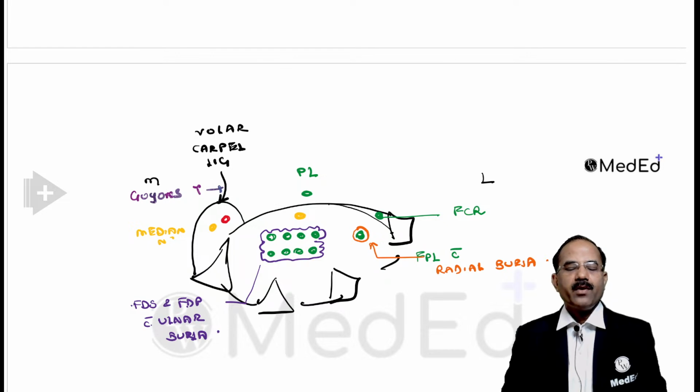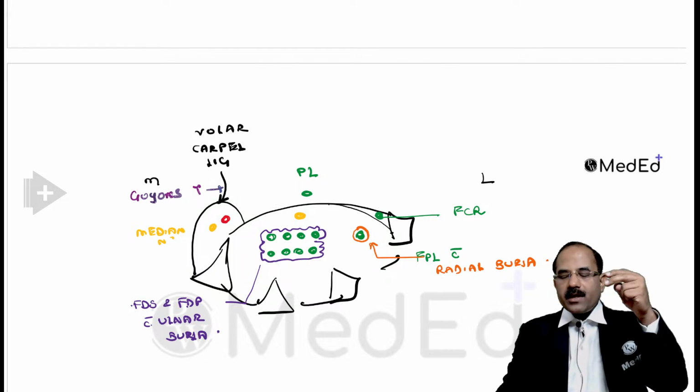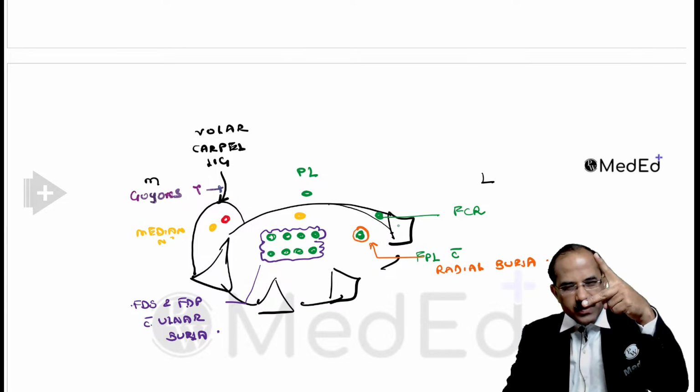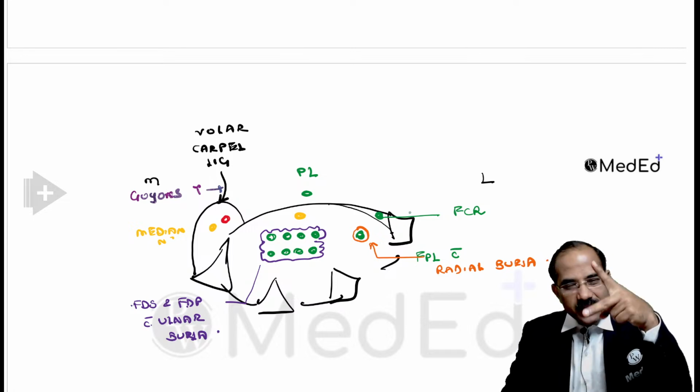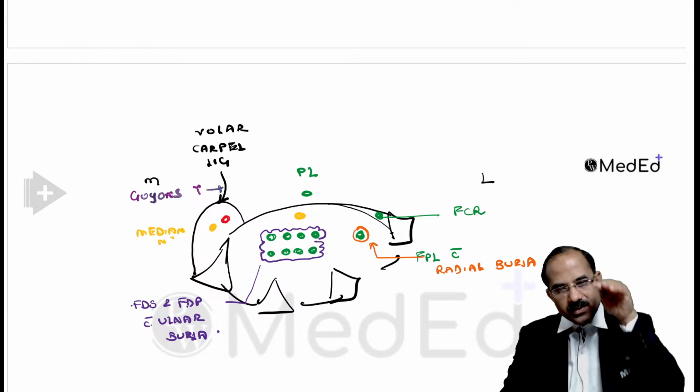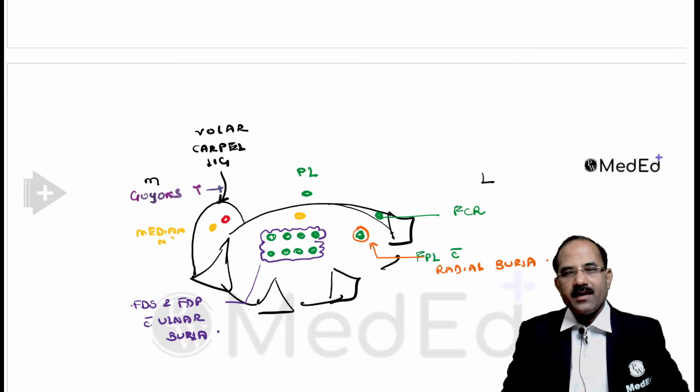What do you want? See, the flexor retinaculum on the lateral side divides into two slips. On the lateral side it divides into two slips. What passes through this is the tendon of flexor carpi radialis.